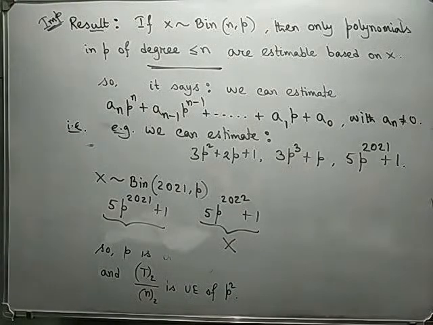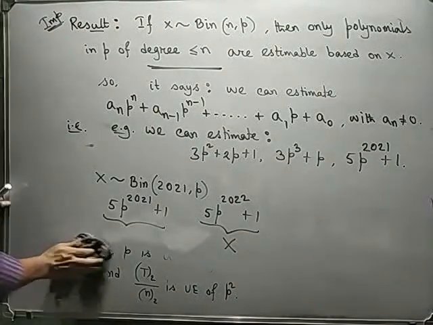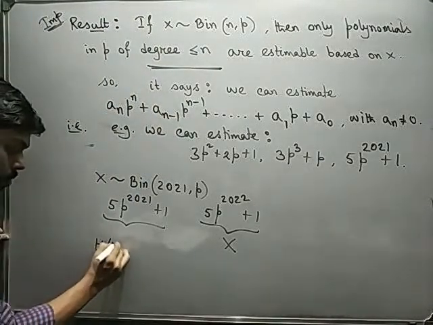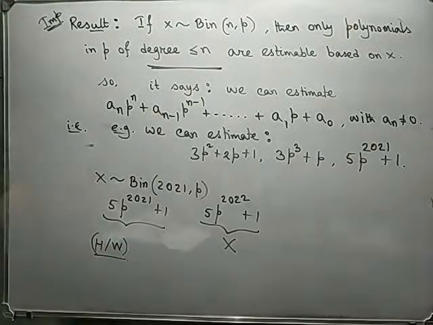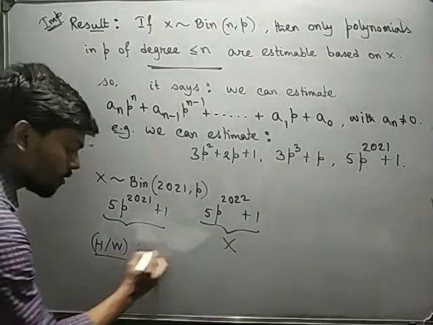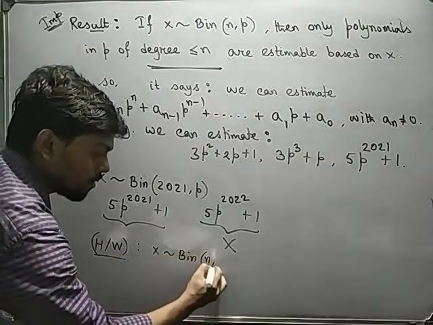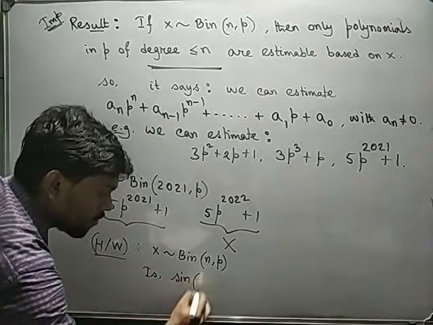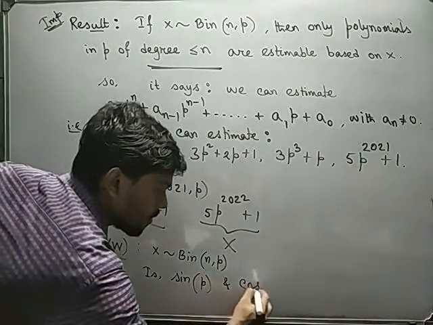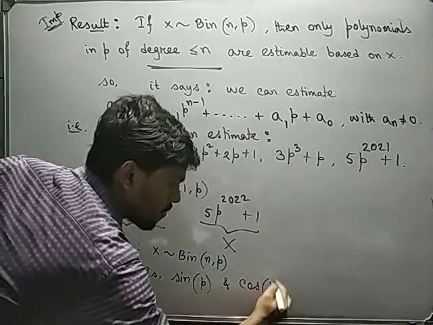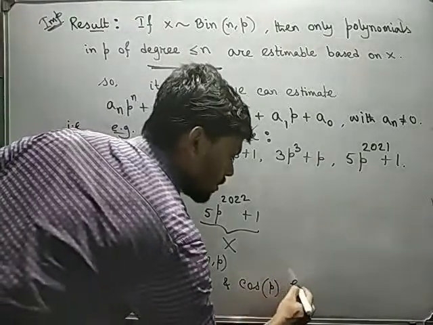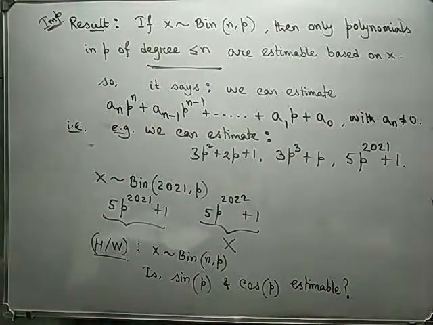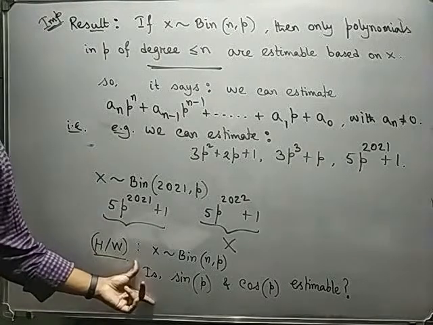Now here, let's say a homework for you. For the same problem, say capital X follows binomial n comma p, then are sine of p and cos of p estimable? Can we say that? So this is basically homework.